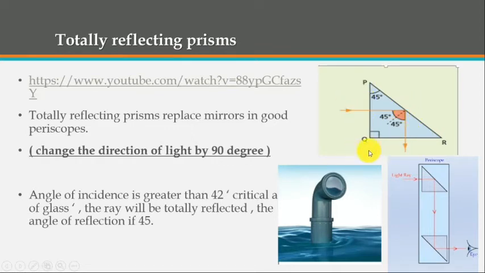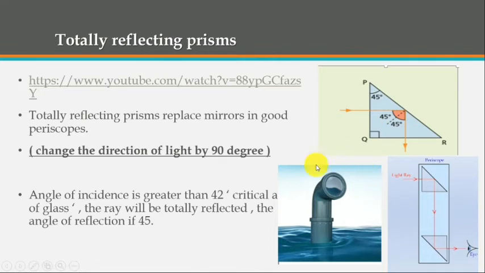Why do we need these prisms? These prisms change the direction of light by 90 degrees. Sometimes we want to change the direction of light by exactly 90 degrees. I want the light to enter from here and leave the surface from here. So I use these types of prisms. Where do we use these prisms?